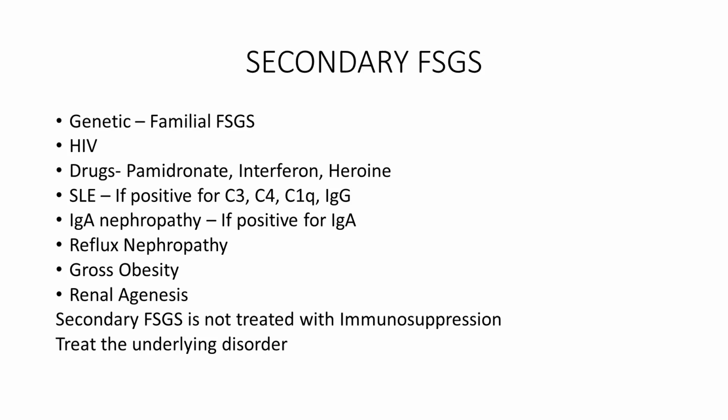Secondary FSGS is not treated with immunosuppression. We have to treat the underlying cause. For example, if the person is obese, you have to treat obesity. If somebody has got IgA nephropathy, you treat IgA nephropathy. If somebody has got SLE, you treat SLE.